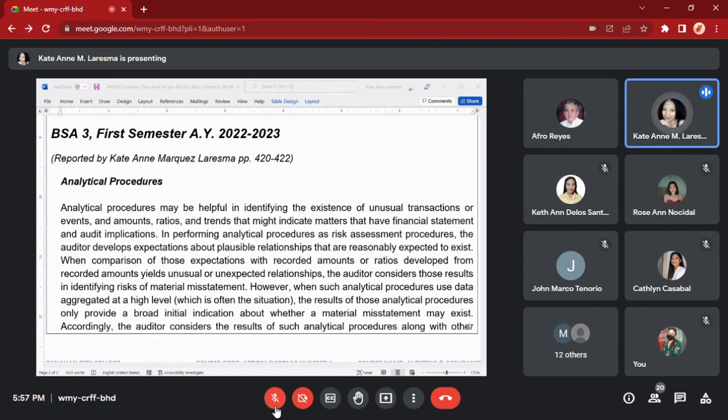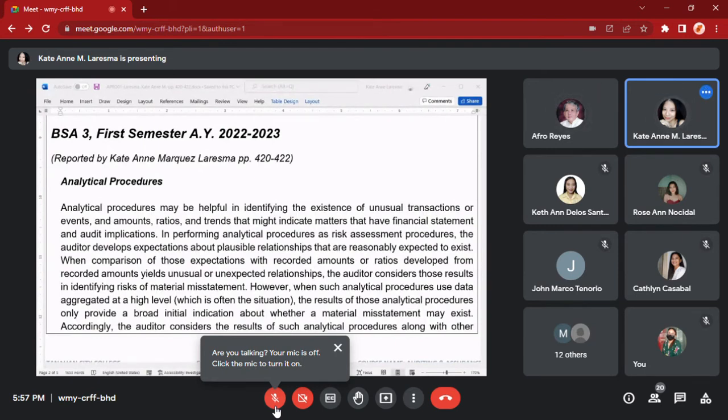Sa pamamagitan nito, posibleng makita ni auditor ang mga pangyayari na may tuturing na unusual on their end. Mahalaga kasi na malaman agad if yung unusual events na yun or amounts, ratios, and trends ay may implications sa financial statements and audit nila in the future.